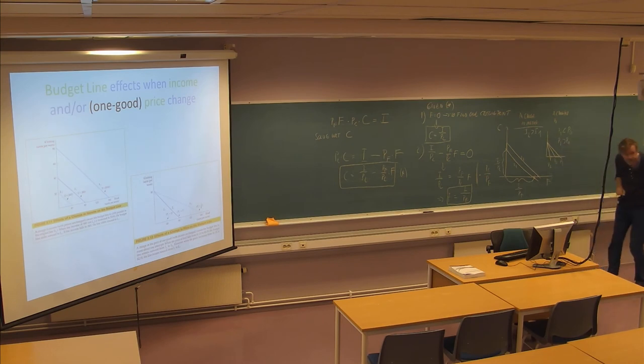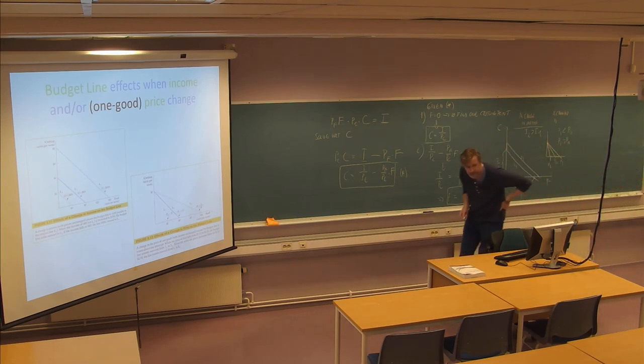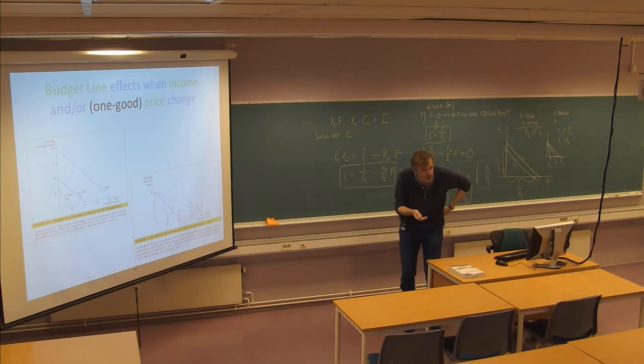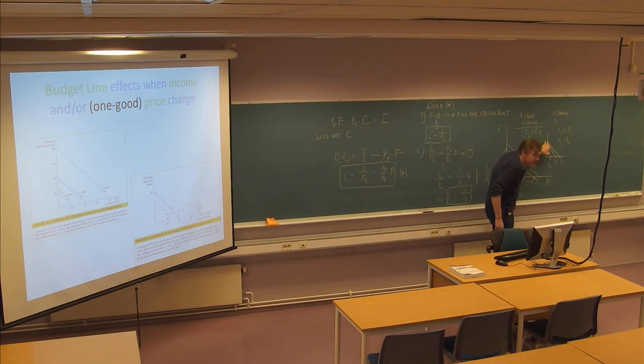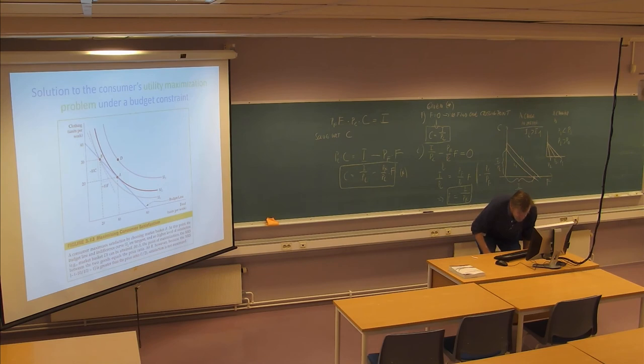You agree? You see it on the figure here as well. So by changing a single price, this budget constraint rotates on this point here. Is this clear? Okay, good. Then we move to the point here, at least a sidestepping point, because these will be used not here, but later on.